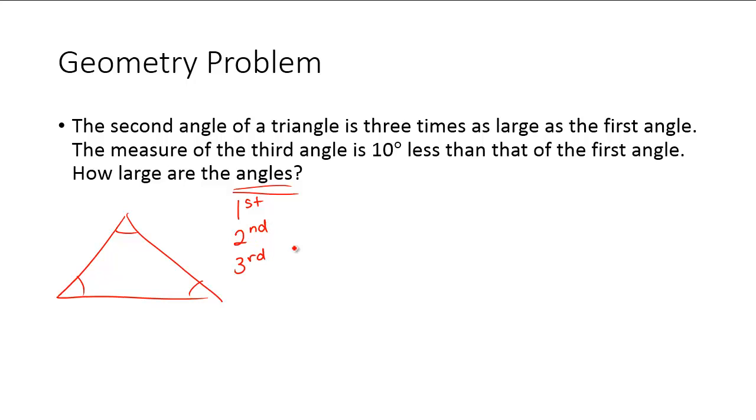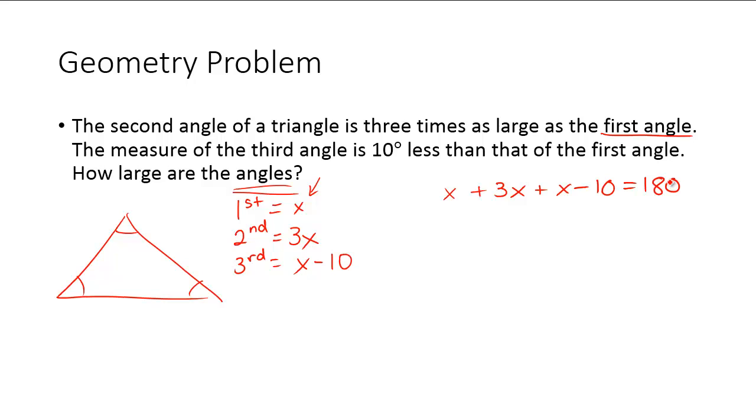Notice that all of the sentences refer to the first angle as a comparison. So we should call that first angle x. And so here we're noting what our variable is. They tell us that the second is 3 times as large as the first. So second is 3 times as large as the first. And the third is 10 less than that of the first. So 10 less than the first. We have these three angles. We know they add to 180, and therefore we can make an equation to do so.